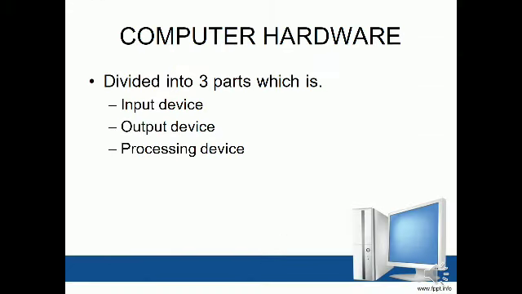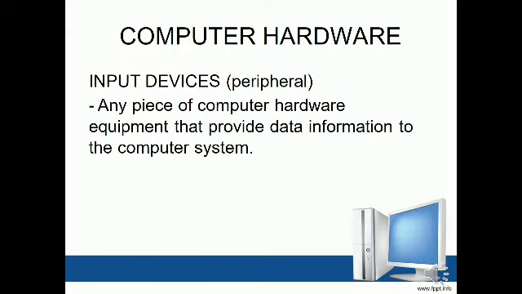Computer hardware is divided into three parts: 1. Input device, 2. Output device, and 3. Processing device. Input devices, or peripherals, are any piece of computer hardware equipment that provides data or information to the computer system.